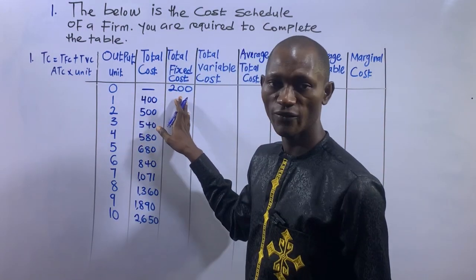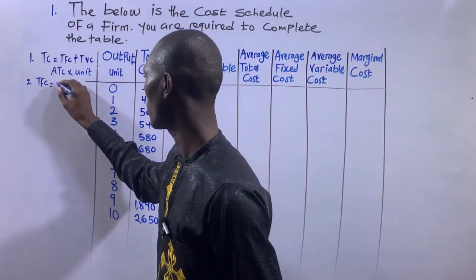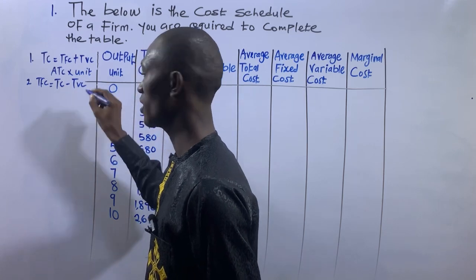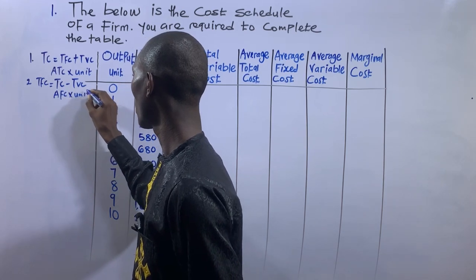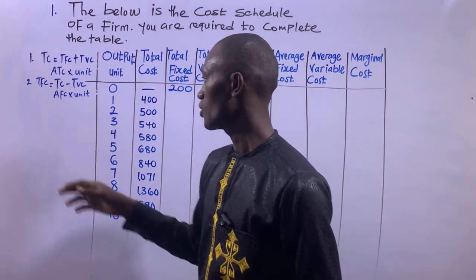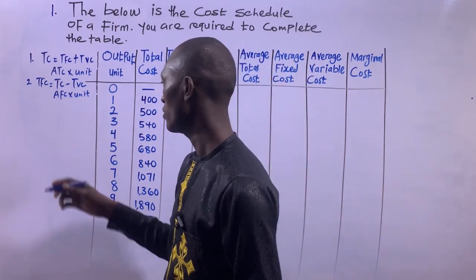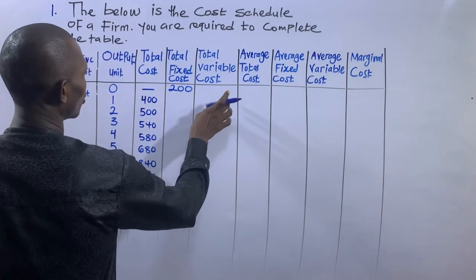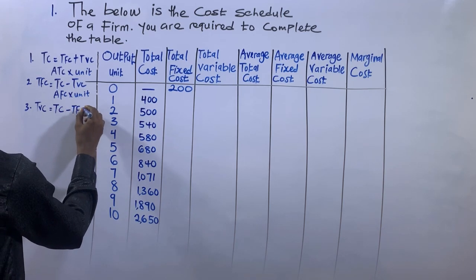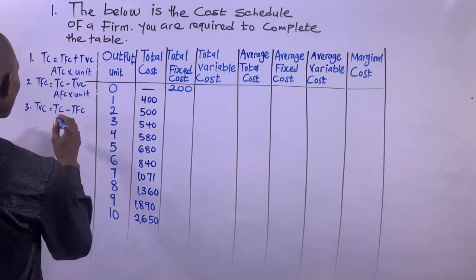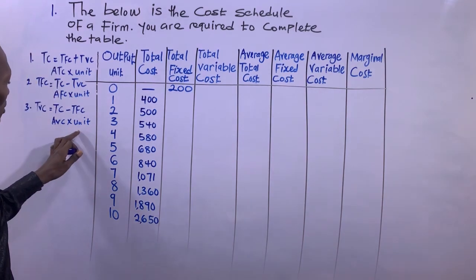Then the second formula is total fixed cost. Total fixed cost is gotten by total cost minus total variable cost, or average fixed cost times units of output produced. Whether you use this or this, you are going to get the same total fixed cost figure. Then number three, total variable cost. Total variable cost is gotten by total cost minus total fixed cost, or another way is average variable cost times units of output produced.